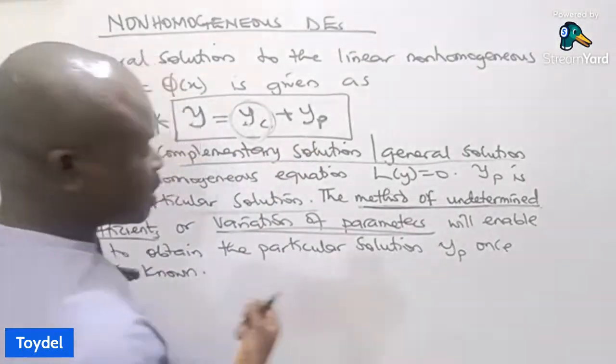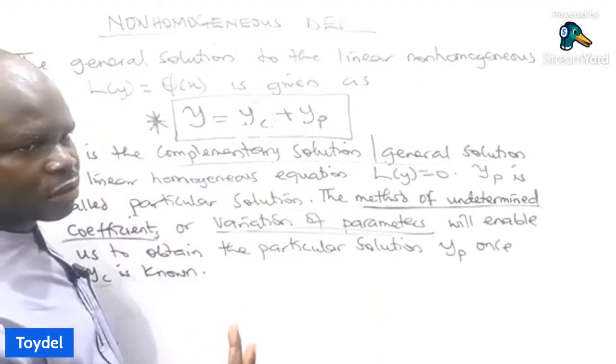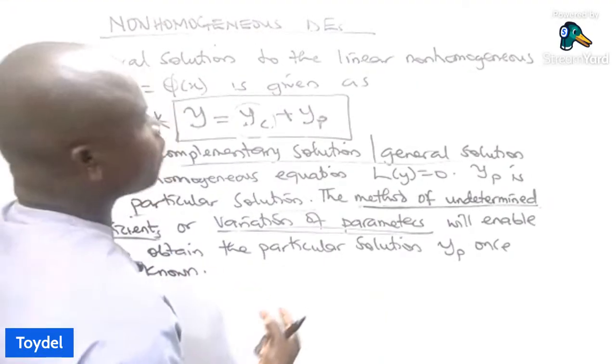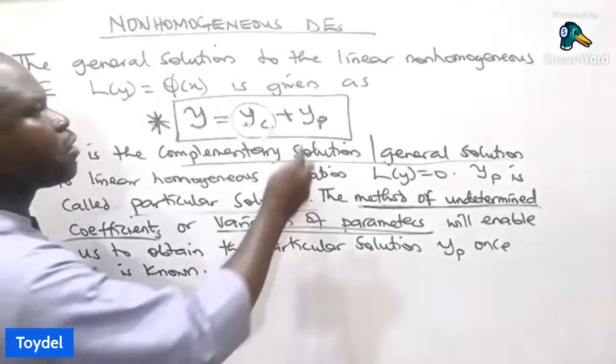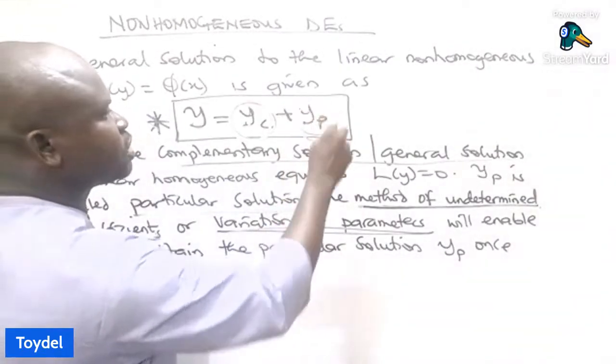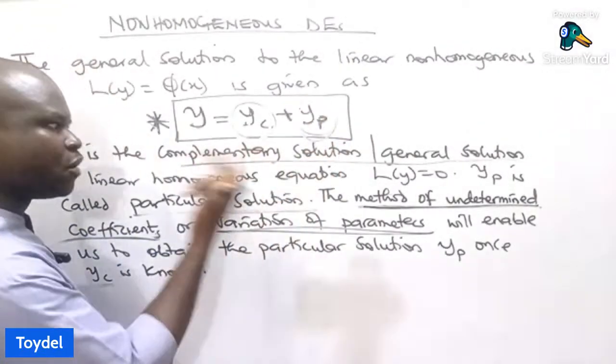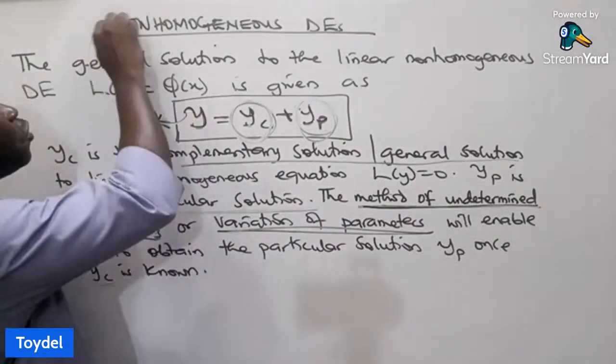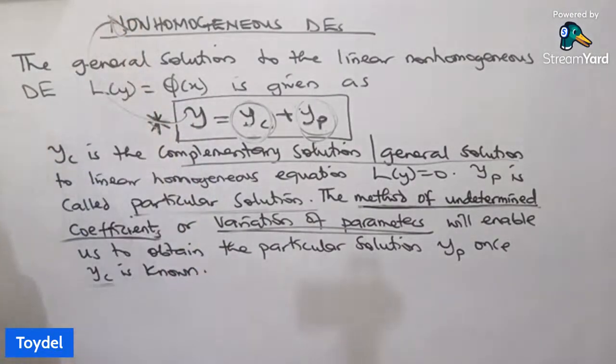If you want to find a particular solution, there are two methods involved: you use the method of undetermined coefficients or variation of parameters. Once we find this second solution, which is the particular solution, the addition of the two solutions will give us the general solution to non-homogeneous differential equations. So that is what will be required.